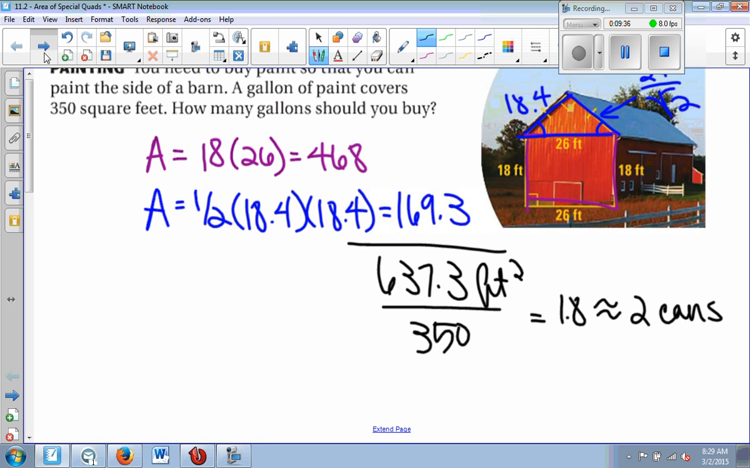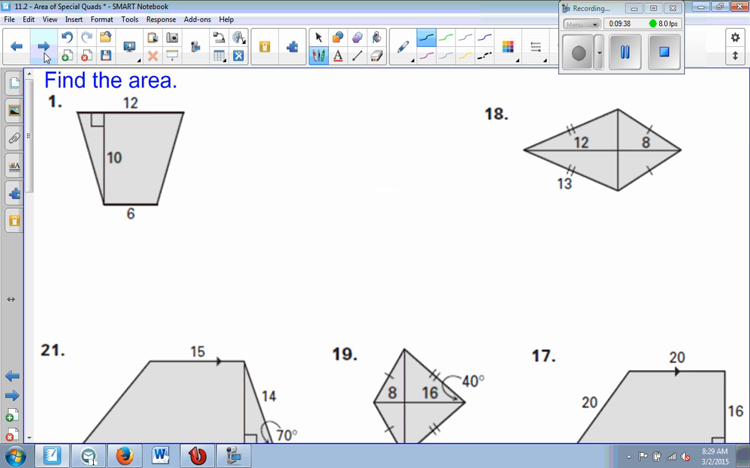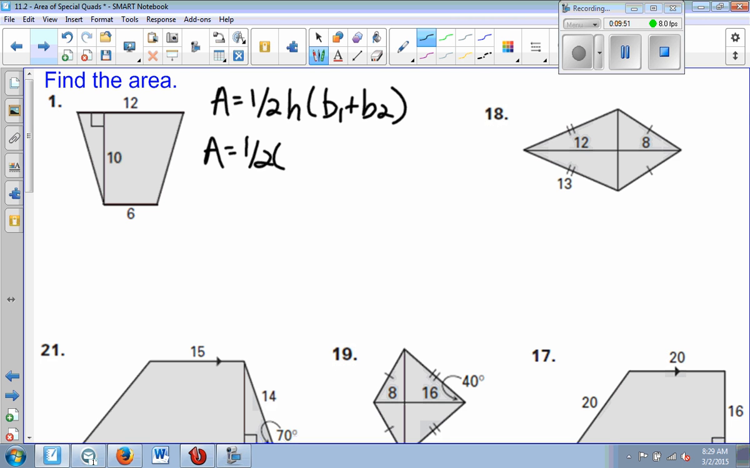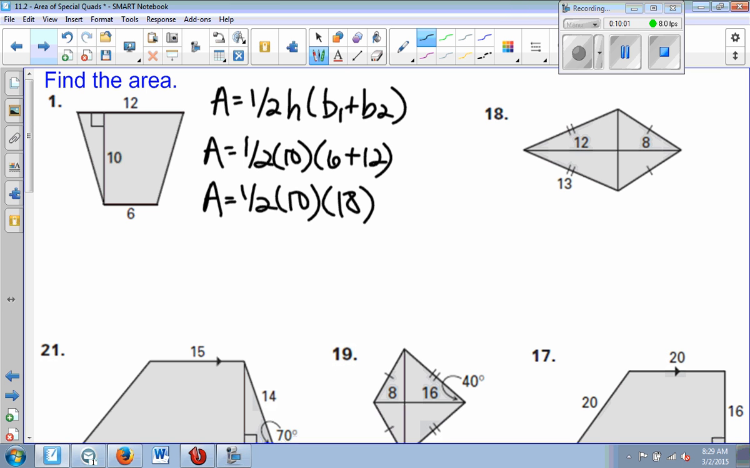On the back is where we get into some different figures. The first one here is a trapezoid. So the first thing we're going to do is write down the formula and plug the numbers in. So the height is 10. My bases are just 6 and 12. If I add the bases together, I get 18. Again, this is not 1/2 times 10 and 1/2 times 18. It's just 1/2 times 10 times 18, which is going to give me an area of 90 square units.